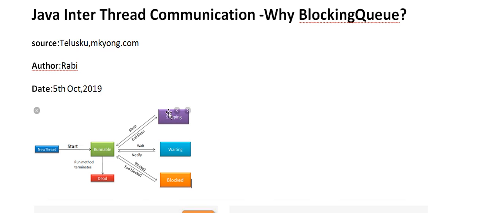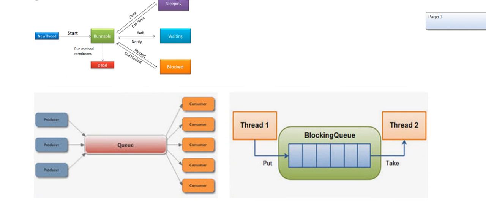the sleeping stage by Thread.sleep, and waiting. Sleeping is on the current thread, and waiting is on the object, and also blocked. Now for blocking queue, it makes things simpler. It also uses threads internally, but we don't have to deal with that complexity when creating the program, right?